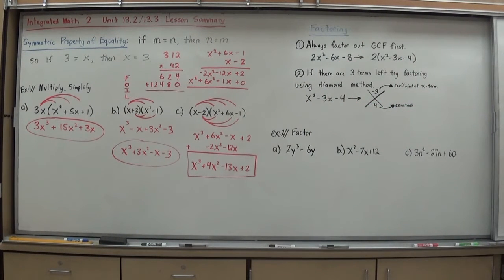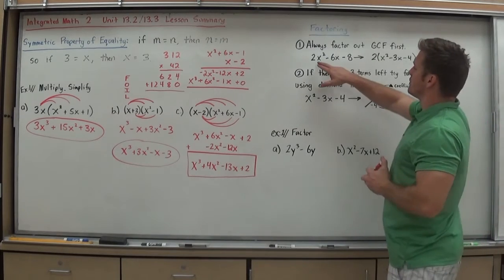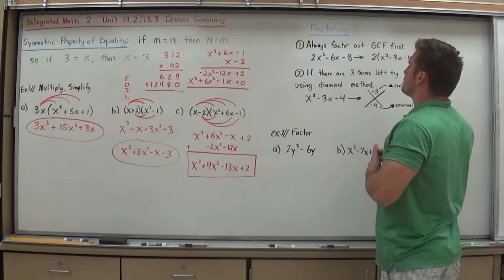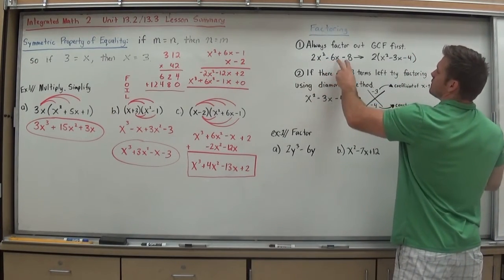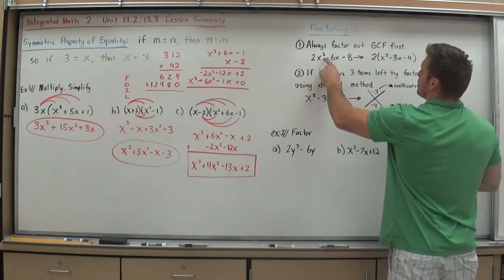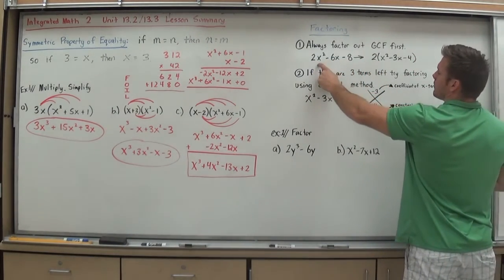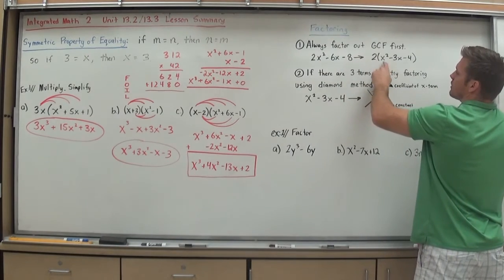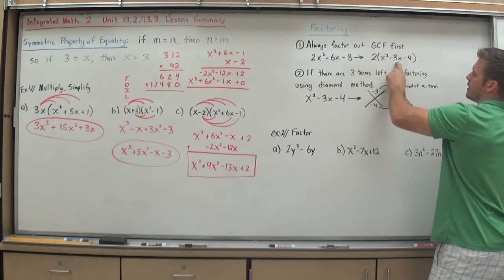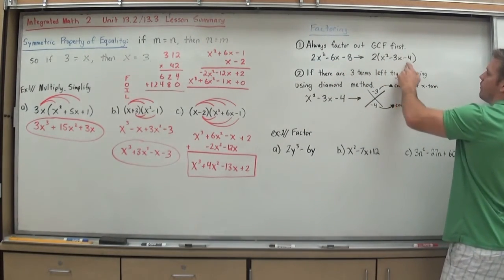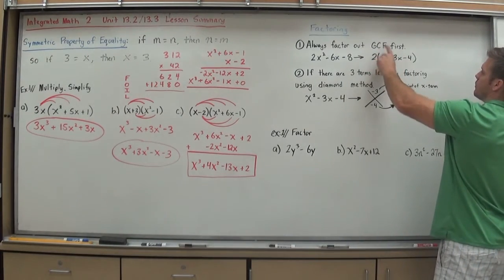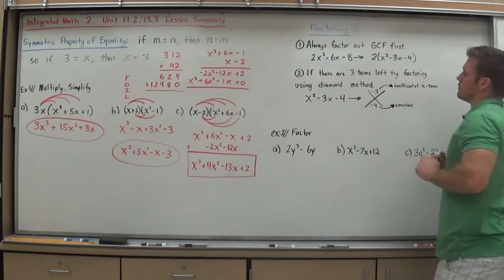So you factor out a GCF first. We've talked about that already. A GCF is any number or variable that goes into all 3 terms. So what goes into 2x squared, negative 6x, and negative 8? Well, 2 does. So I take the 2 out and I divide everything by 2. 2x squared divided by 2 is x squared. Negative 6x divided by 2 is negative 3x. Negative 8 divided by 2 is negative 4. This is now factored, and if I was to multiply this out, it would get me back to the original.